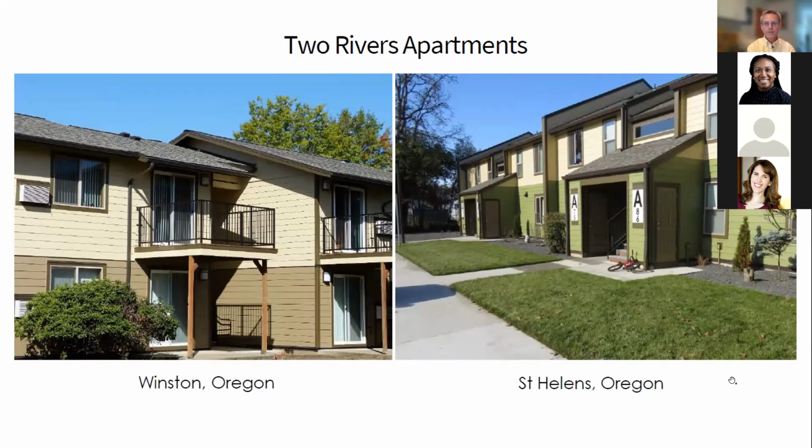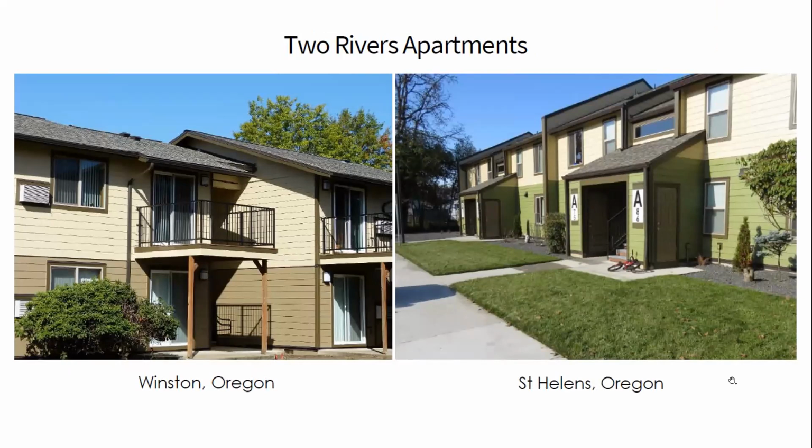This property is called Two Rivers Apartments, 2 RD projects combined into one transaction using conduit bonds and 4% tax credits. St. Helens and Winston, and I think these are clearly rehabbed, but I look at the St. Helens property especially, and it's really a very typical kind of RD property from that era. There's a lot of them that were built like that, and this is quite an improvement over some of those. So next slide, please, Adrian.